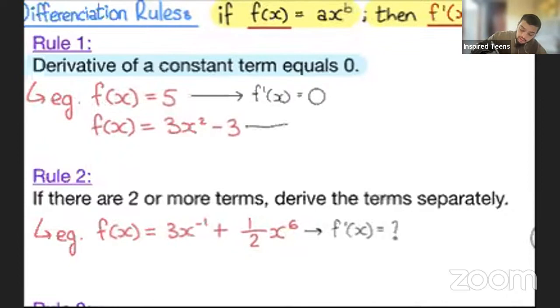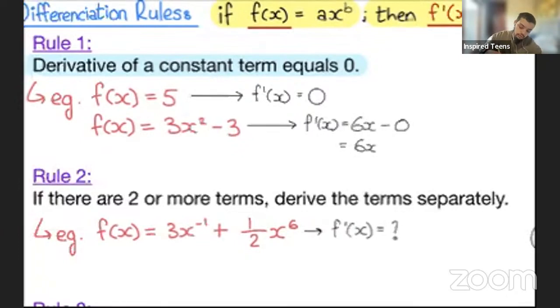So let's look at this one here. What if we have f of x is equal to 3x squared minus 3? How do we derive this? This follows another rule. If we have 2 or more terms, we must derive them separately. So let's derive the first term: 2 times 3. So f prime x is equal to 6x because 2 times 3 is 6, x to the power of 2 minus 1 is x to the power of 1, minus 0 because negative 3 is a constant. So this is equal to 6x. Just keep that in mind.